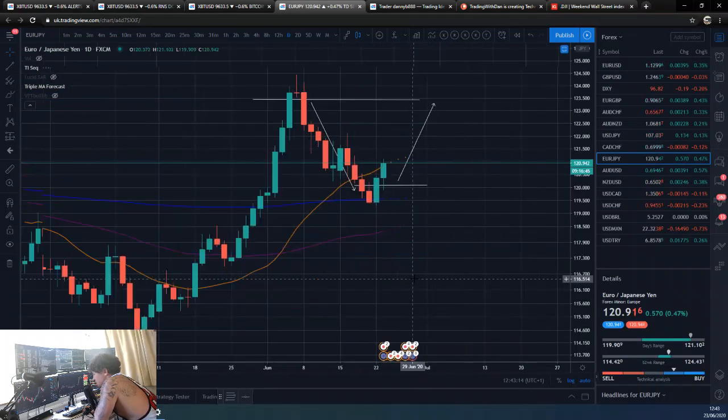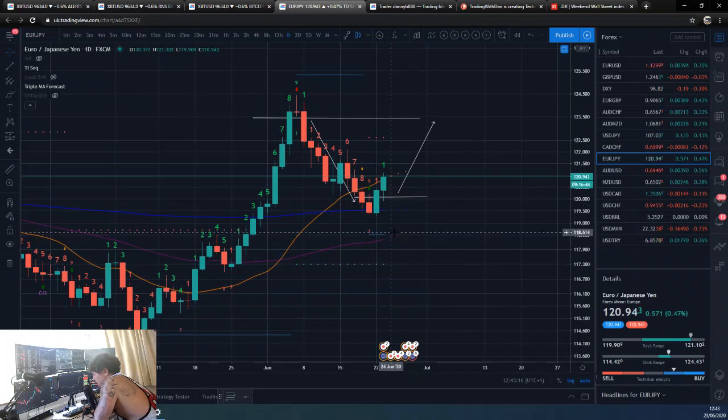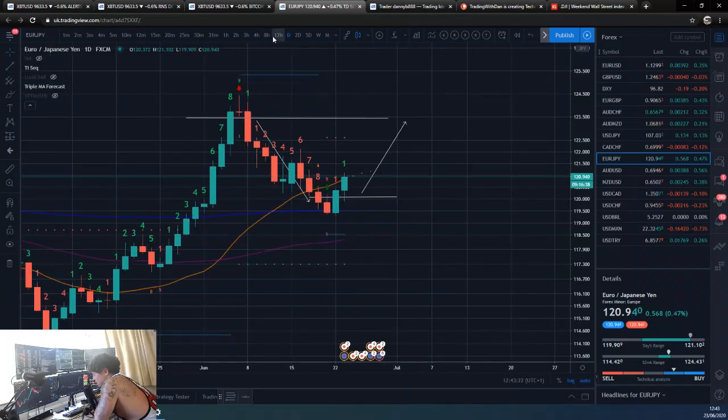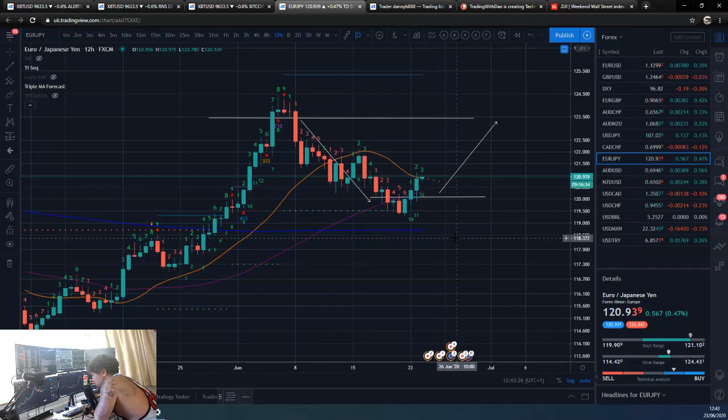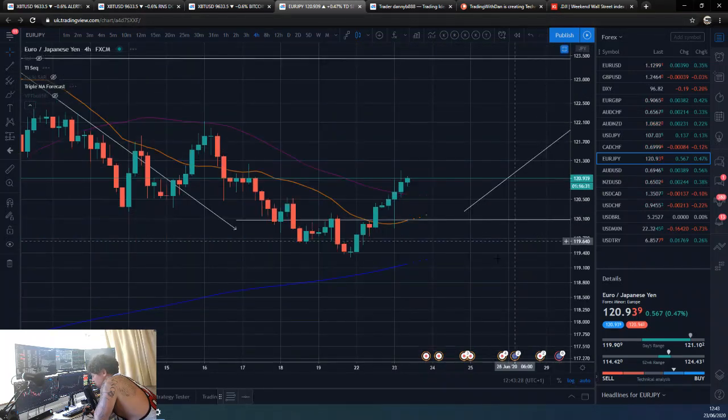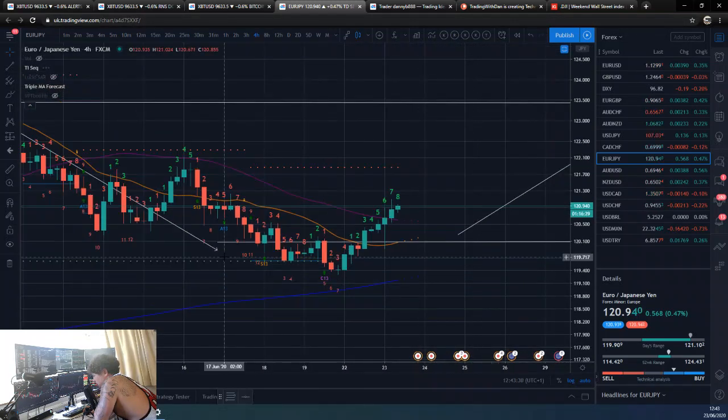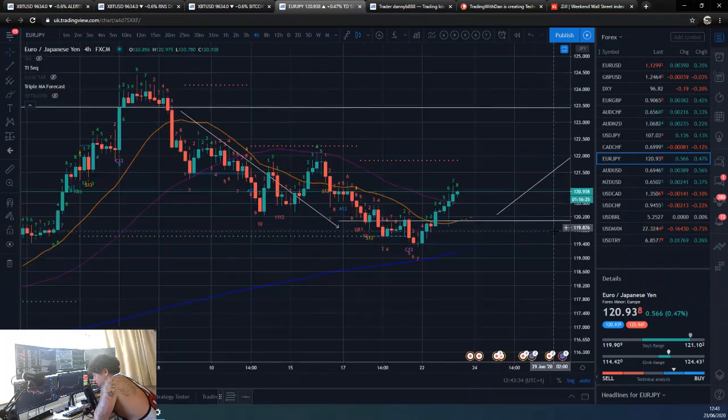Euro Japanese yen, we got a nice 9, and here we go, nice 9. We traded above the 9. There's a buy trade, there's a move up. So nice TD daily 9 in action. Nothing on the 12-hour. Did we get a pinpoint entry? We didn't get a pinpoint entry.